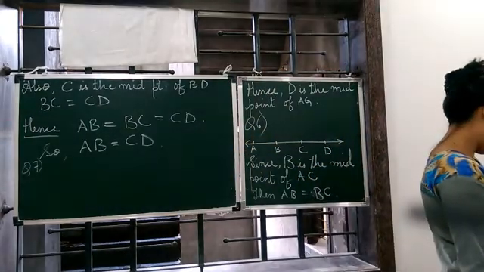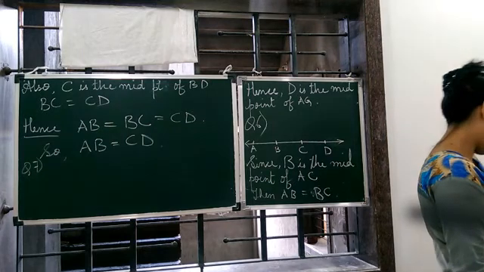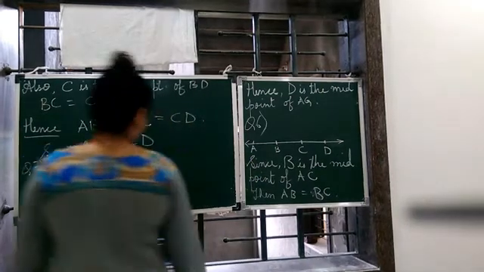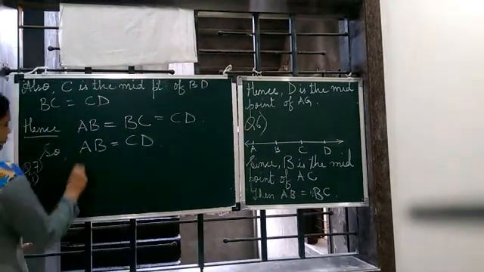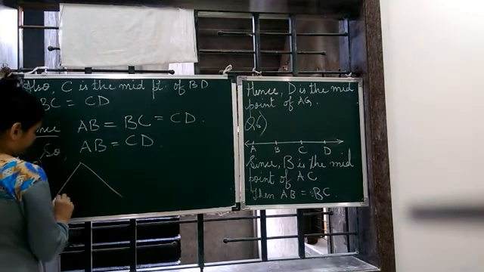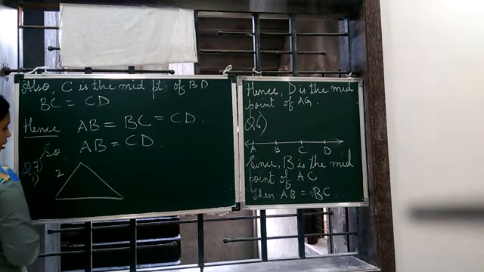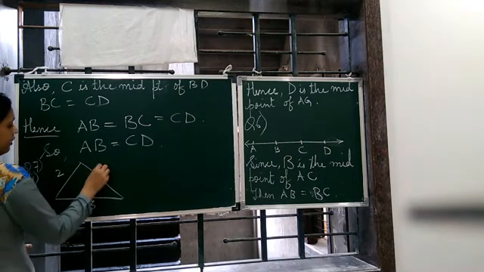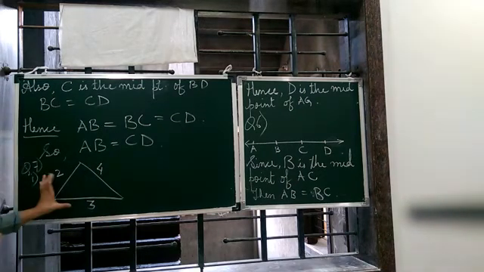And check in each case that if the sum of lengths of any two sides is always less than the third side. Whether it is less than the third side or not, that we have to check. So we start with the first triangle. Suppose this is 2 centimeter, this is 3 centimeter, and make this 4 centimeter. Okay, so let's add the sum of any two sides.